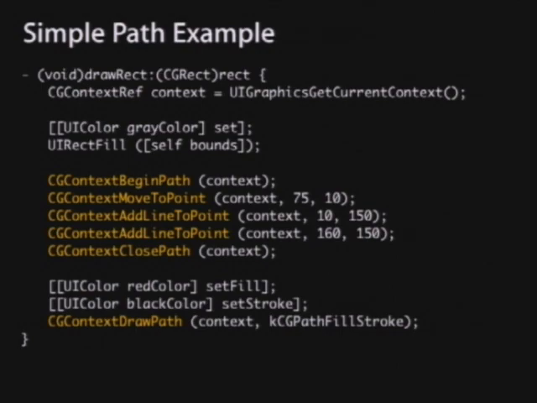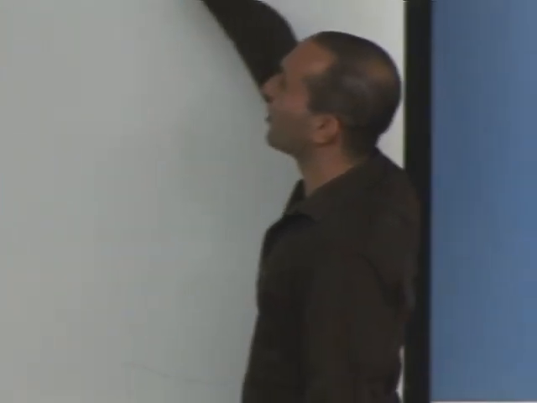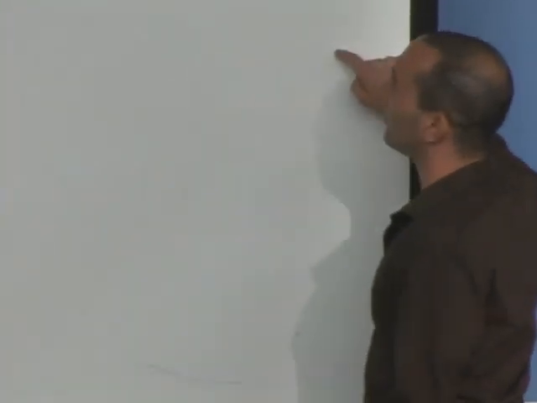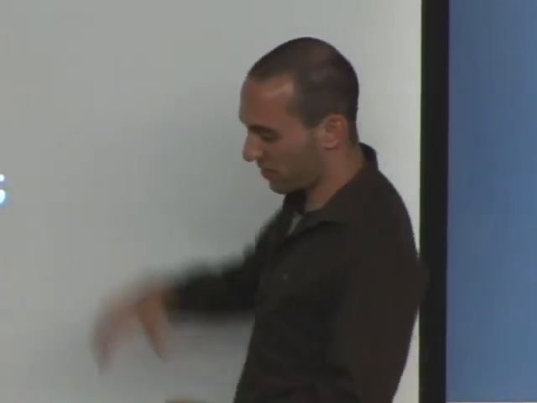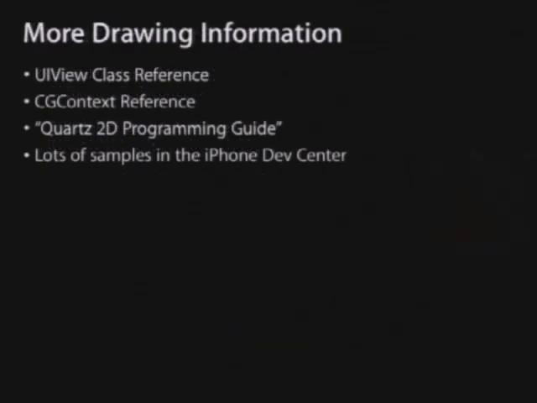Can anybody guess what this is actually going to draw? Come on, everybody's done math, geometry. 75, 10, we start somewhere over here. We go to 10, 150, we go to 160, 150, and then we close the path. What we get is a triangle. Everybody knows triangles. Sesame Street. Okay.